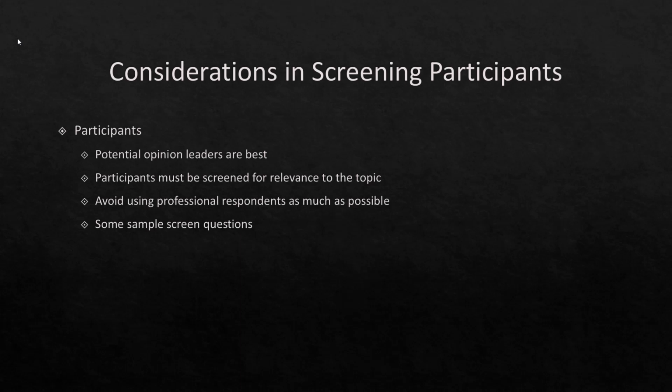Number two, obviously, participants must be screened for relevance to the topic. All participants should be among the target market, and the best has the money or potential to buy your product. Avoid using professional respondents as much as possible. By professional respondents, we mean that they engage in too much research and know too much about the procedures and tricks typically used in research.